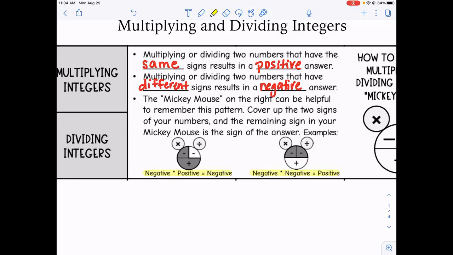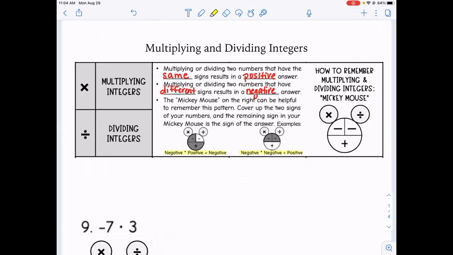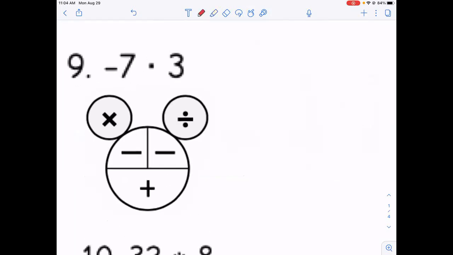Okay. Now we are going to do the examples that are at the bottom of that page. So I think we have 4 multiplication and 4 division. Please wait for me. Please don't work ahead of me. Please work with me. Okay. All right. So our first one is number 9. We have -7 times 3.